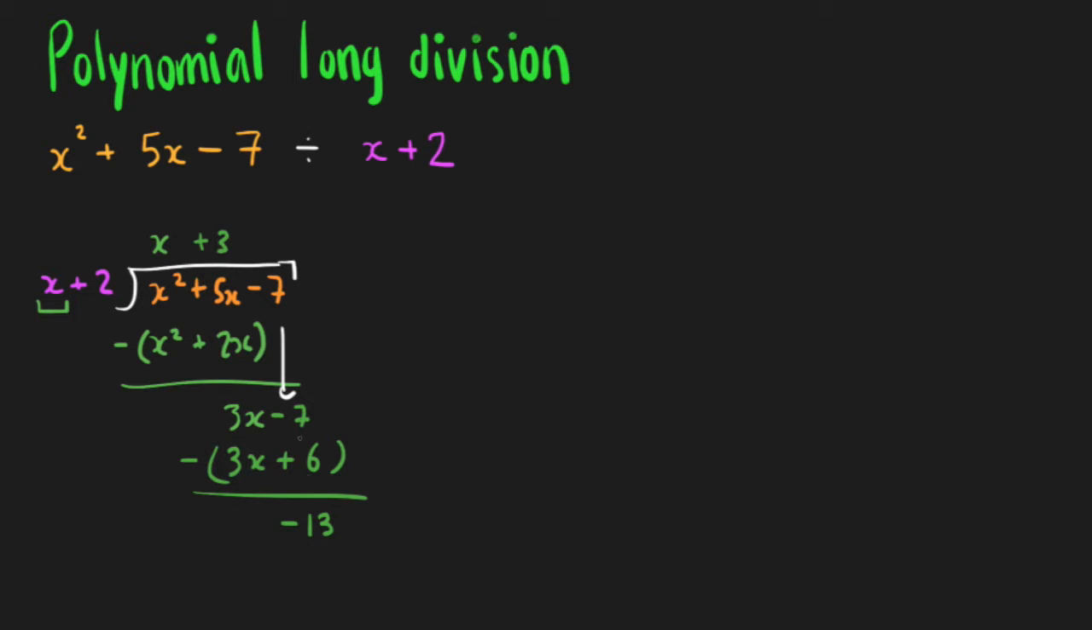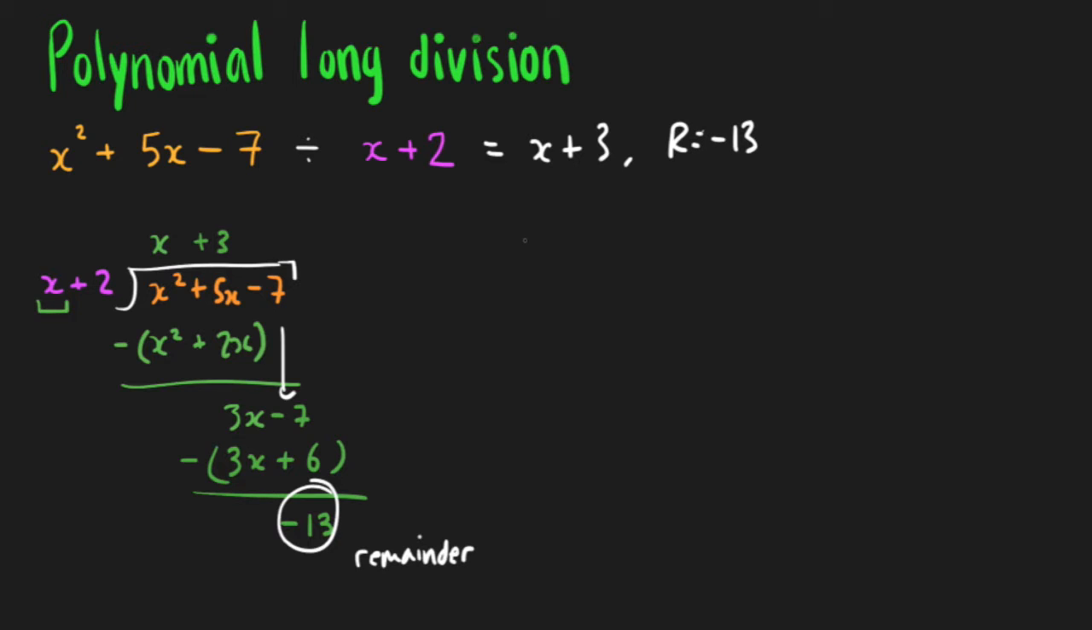Okay, so can we divide 13 by x plus 2? No, because x plus 2 does not go into 13, because there's no x's here. So we have to stop there. 13 is our remainder. Okay, this is our remainder. So in other words, the answer to this is x plus 3 with a remainder of negative 13. Okay?